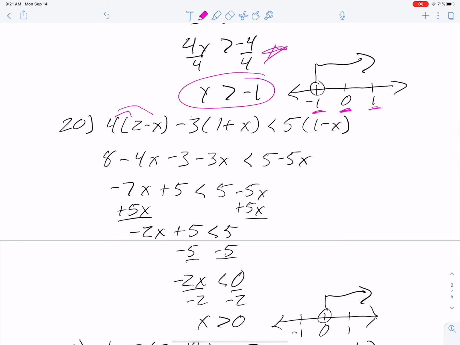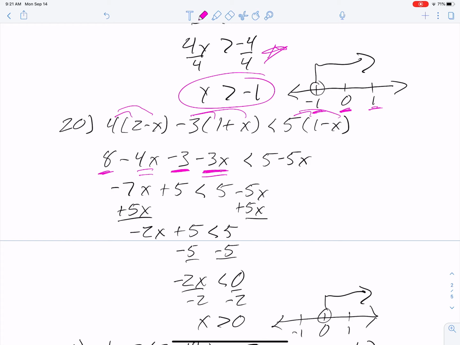Like all the rest, I start 20 with distribution. Be careful, make sure you distribute the negative 3. Notice I ended up with negative 3 minus 3x from distributing the negative along with the 3. Of course, I've got a couple like terms now. I've got 8 minus 3. I've got negative 4x and negative 3x. I combine my like terms.